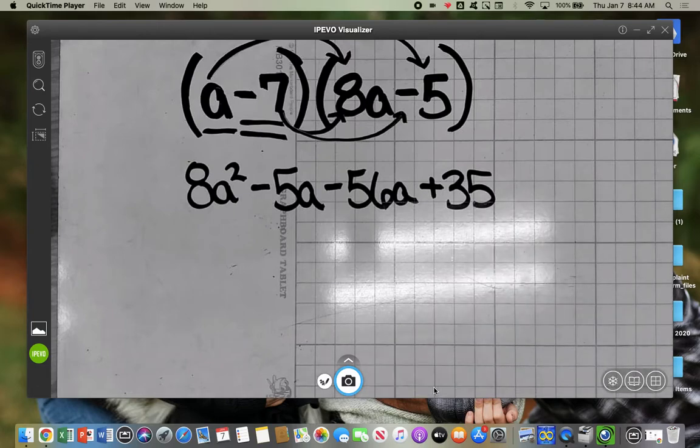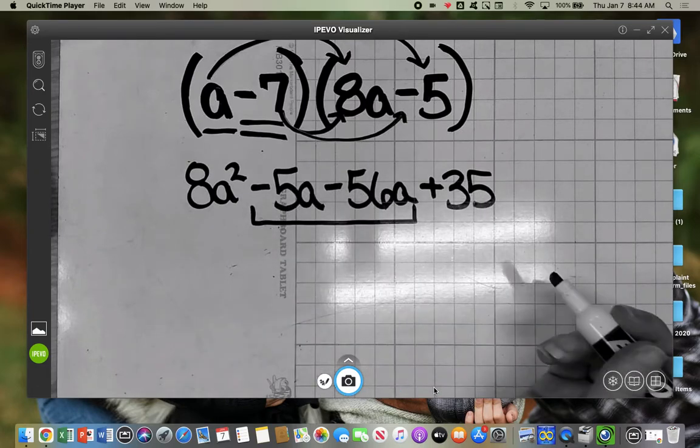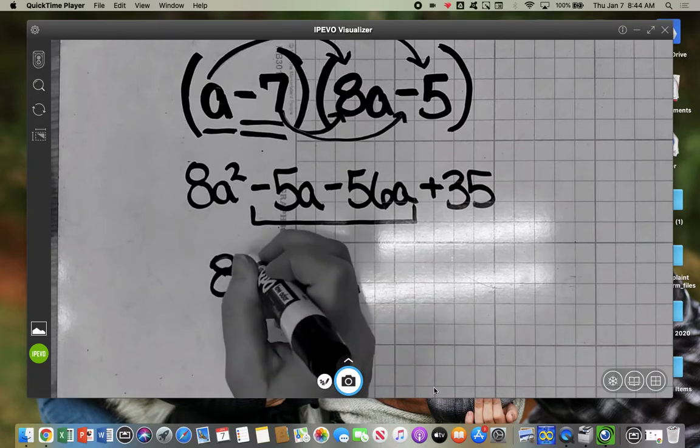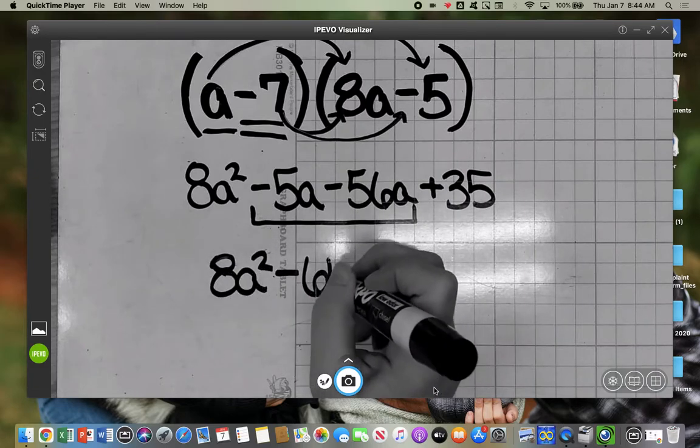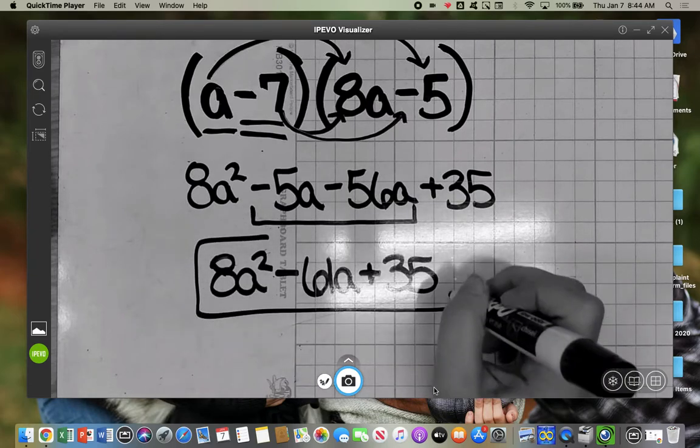All right, and then we have like terms in the middle. What is negative 5 minus 56? There we go. Negative 61a plus 35. And we got it.